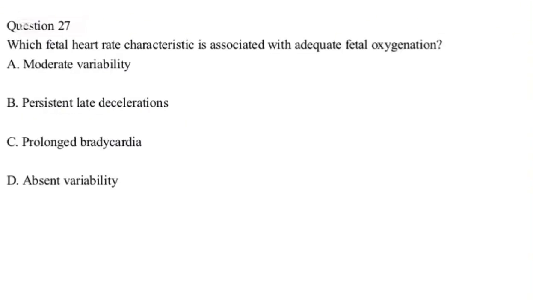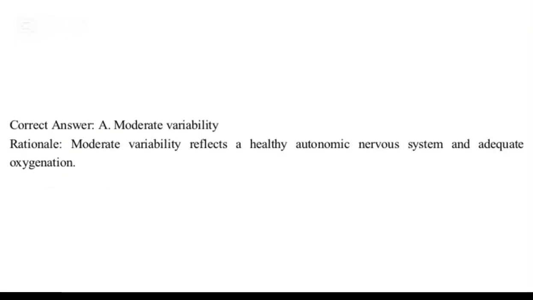Question 27. Which fetal heart rate characteristic is associated with adequate fetal oxygenation? A. Moderate variability. B. Persistent late decelerations. C. Prolonged bradycardia. D. Absent variability. Correct answer, A. Moderate variability. Rationale: moderate variability reflects a healthy autonomic nervous system and adequate oxygenation.